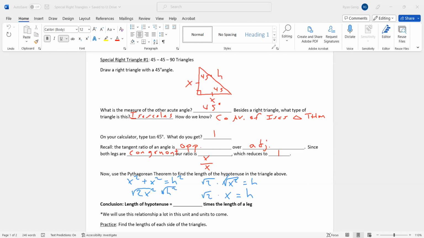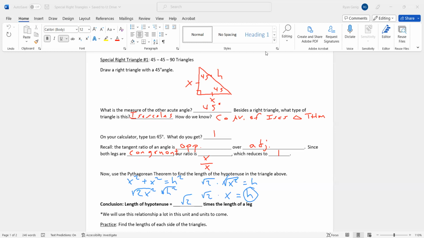So the conclusion, and notice this is in bold, this is very important. The conclusion we can draw from everything I've just done is that the length of the hypotenuse, h, is equal to the square root of 2 times the length of the leg. The length of the leg was x. It's always times square root of 2. That relationship happens in every 45, 45, 90 triangle. Because of that, we can now find side lengths much quicker in these situations.